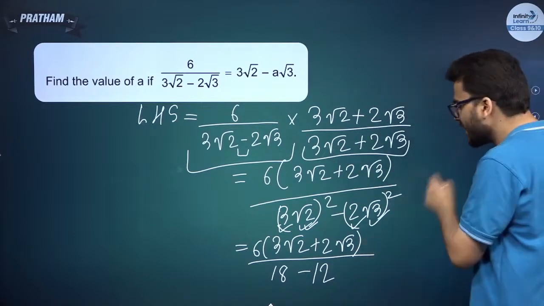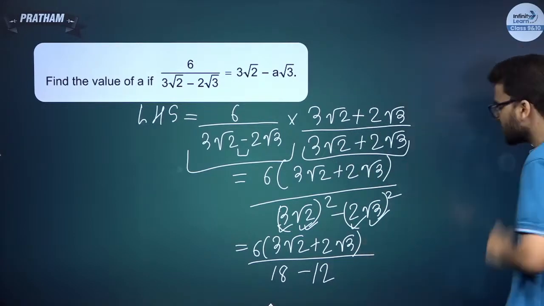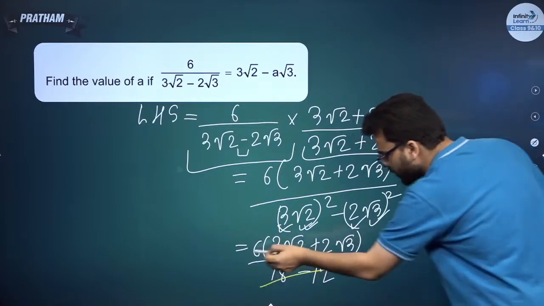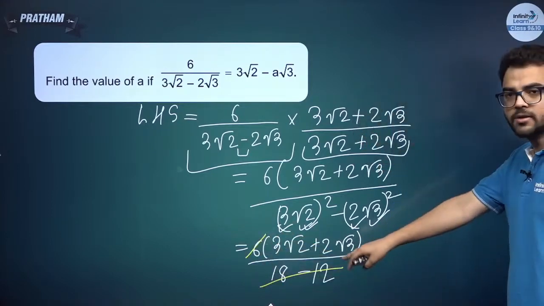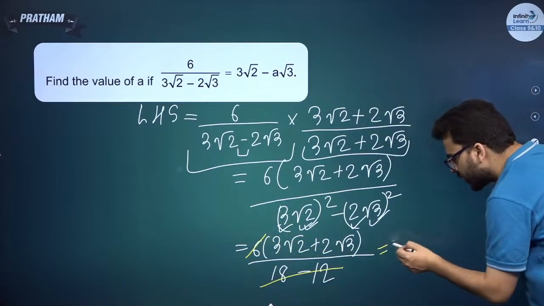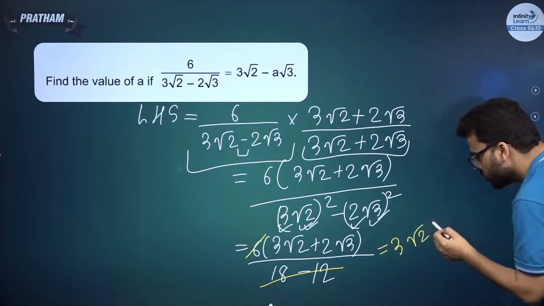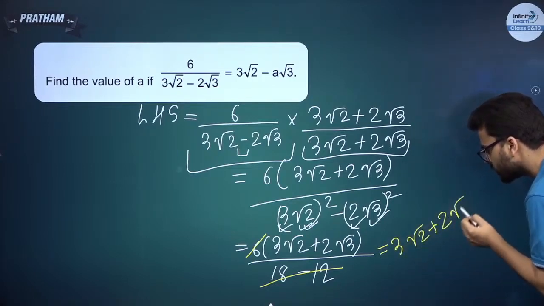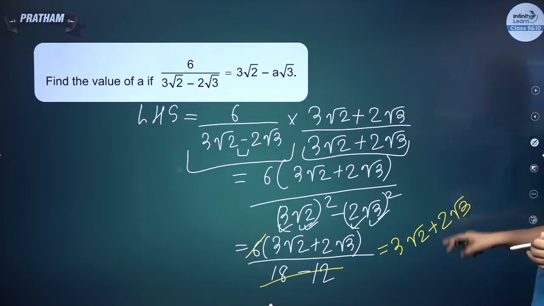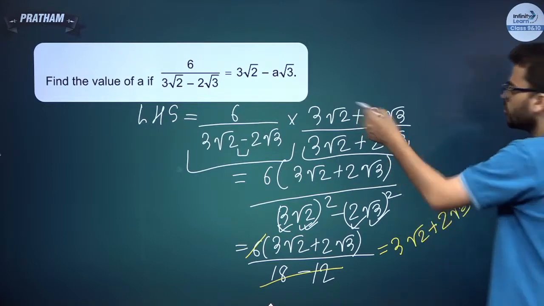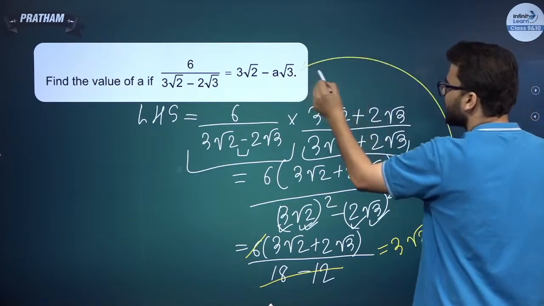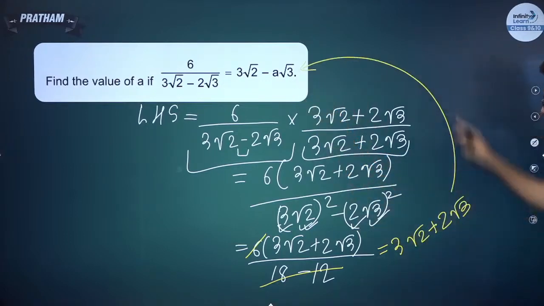So what we are getting, guys, 6 divided by 18 minus 12. 18 minus 12 is 6 only. So this will get cancelled out. So basically this thing is equal to 3 root 2 plus 2 root 3 only, right? And this thing is given to be equal to 3 root 2 minus a root 3.